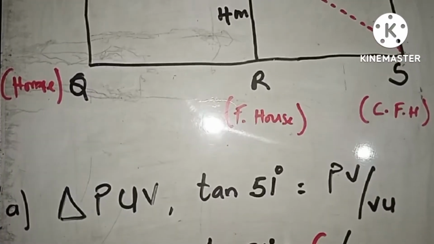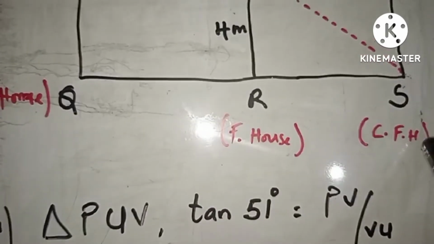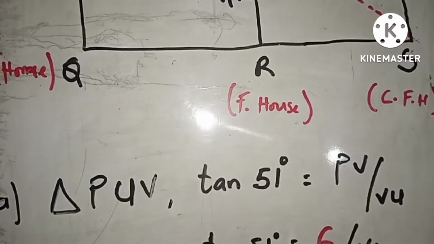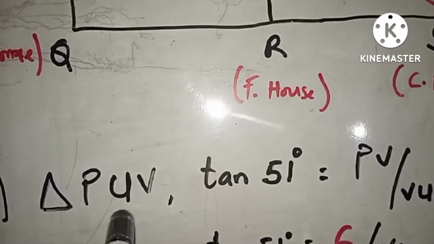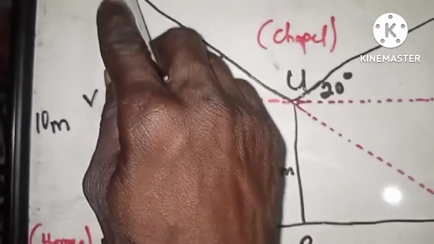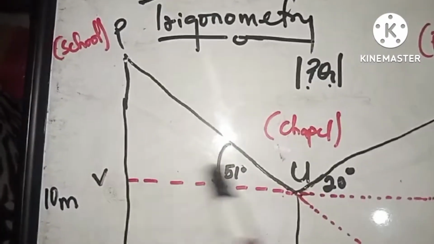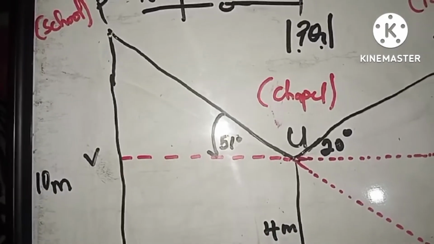Now, we want to determine the distance from your home to your childhood friend's house. So let's begin. This symbol here stands for a triangle. Is that okay? So triangle PUV. What it means here is that P, U, V. Is that okay? So PUV.